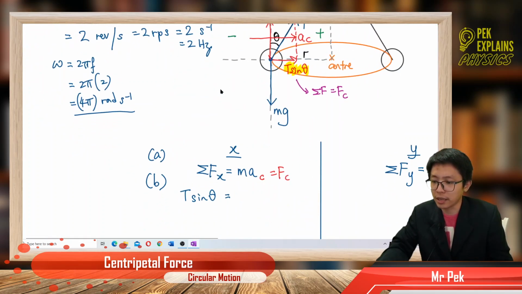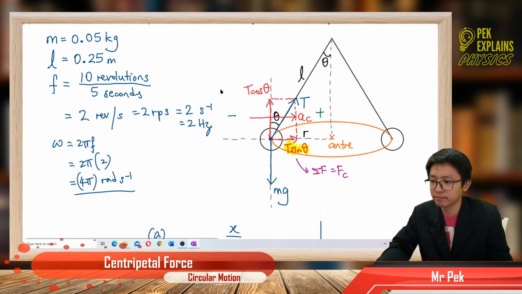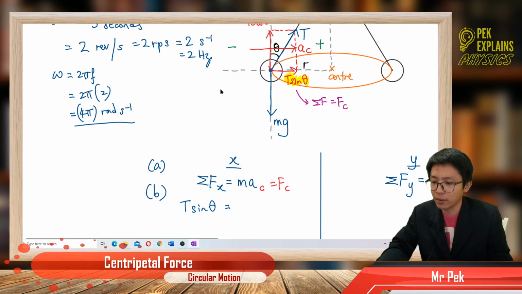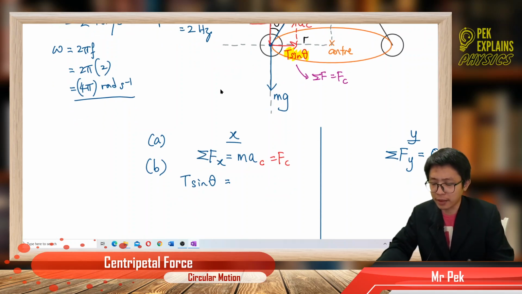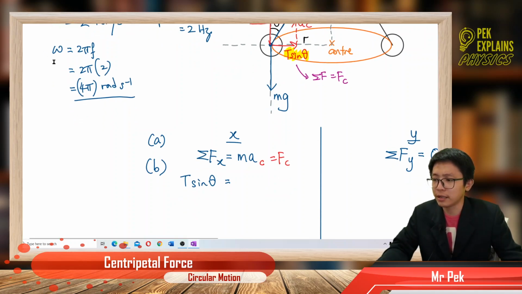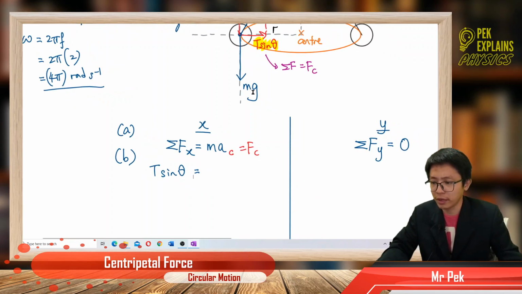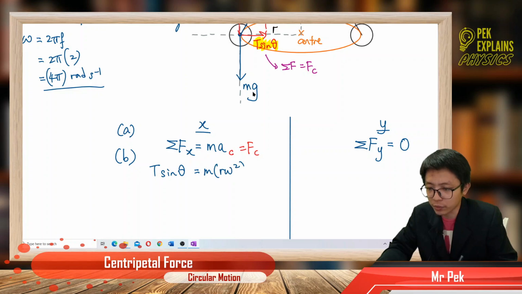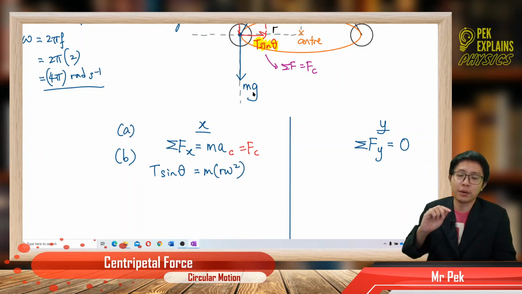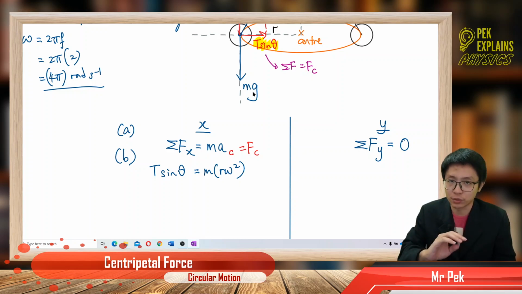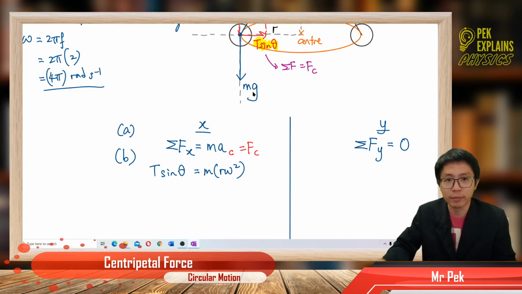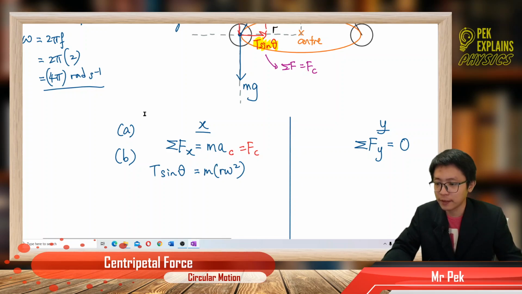And T sine theta equals m a_c. This time, because we already have omega, for our a_c we substitute r omega square. So for our a_c we don't use v square over r, we use r omega square, because we have omega. Understand?